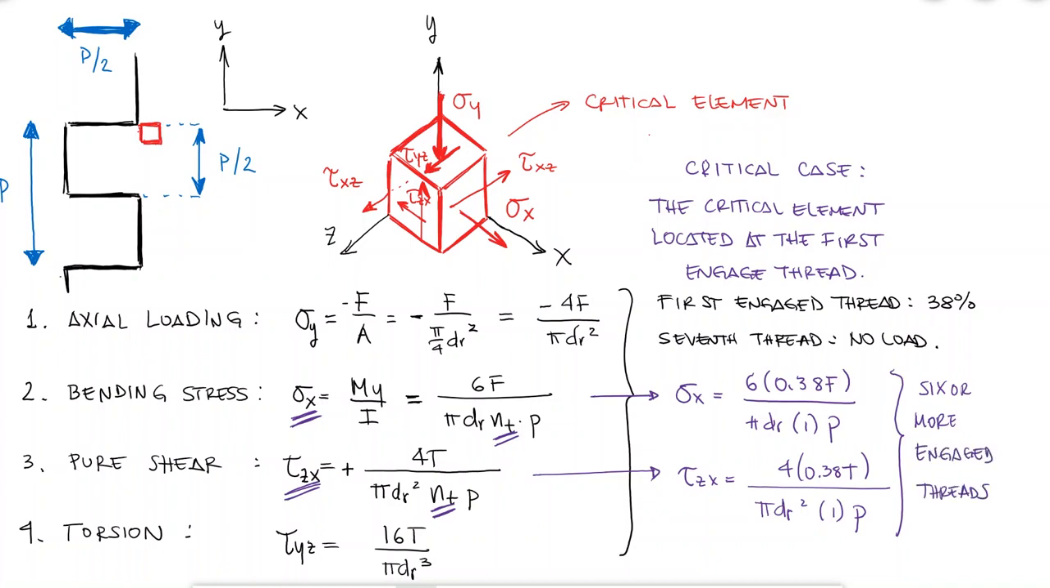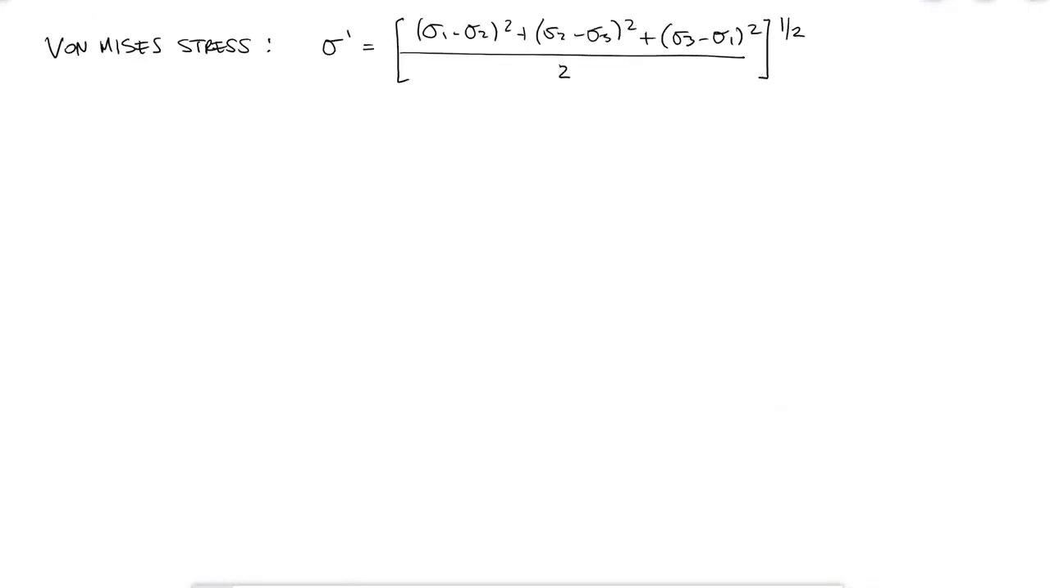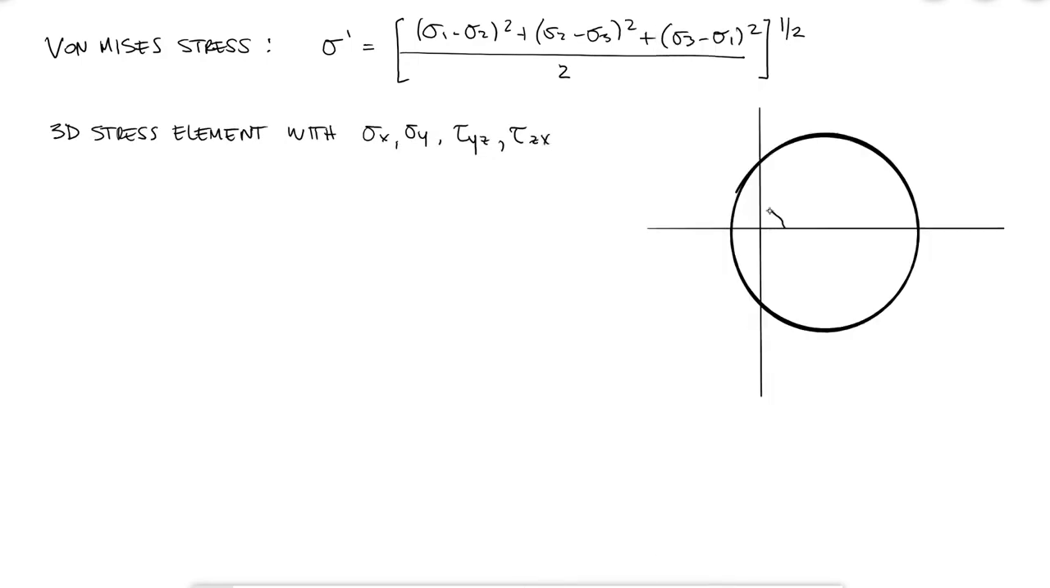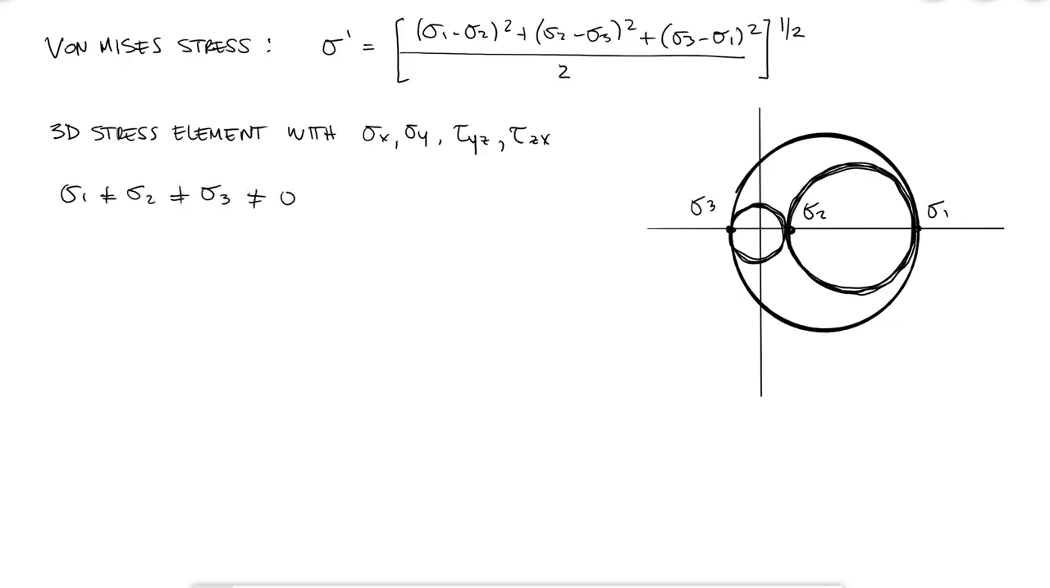Now, we've done the process for writing the von Mises stress in terms of the principal stresses, sigma 1, sigma 2, and sigma 3. The difference here with what we've done so far is that this stress element is in 3 dimensions and 4 out of the 6 possible stresses do exist. Therefore, one of those 3 principal stresses will no longer be 0, like we've been used to. The only change here will be how the 3D Mohr circle is drawn.